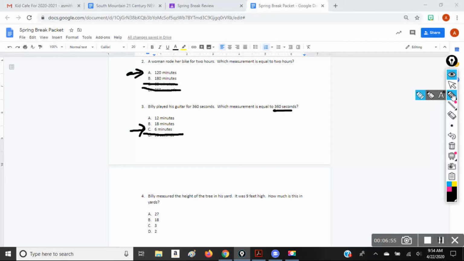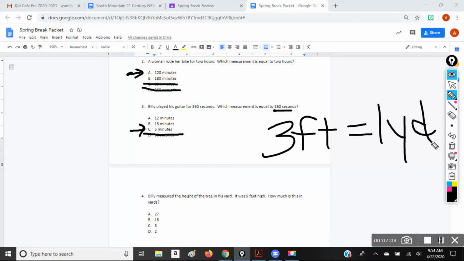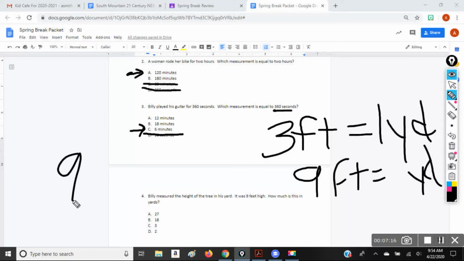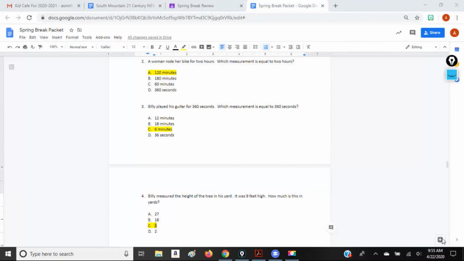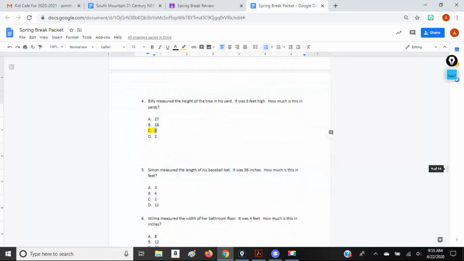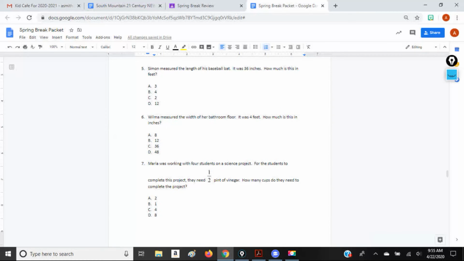Billy measured the height of the tree in his yard. It was 9 feet high. How much is this in yards? So remember, you have to have 3 feet to equal 1 yard. Here he has 9 feet. So how many yards is that? Well, 9 divided by 3 is 3. So the answer is C. My correct answers are highlighted. I can move on.